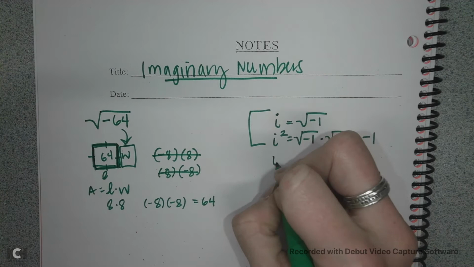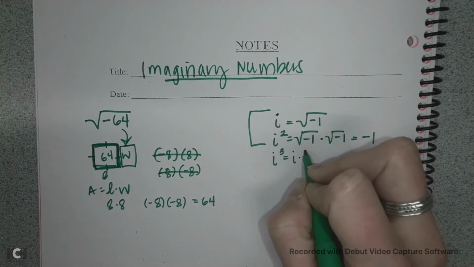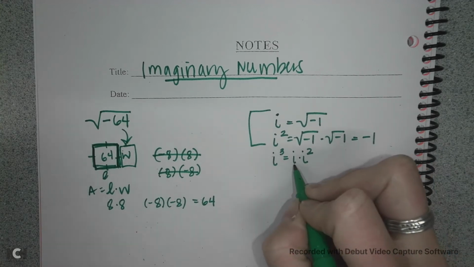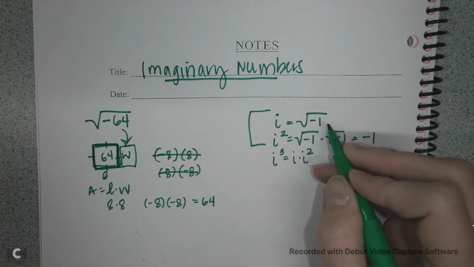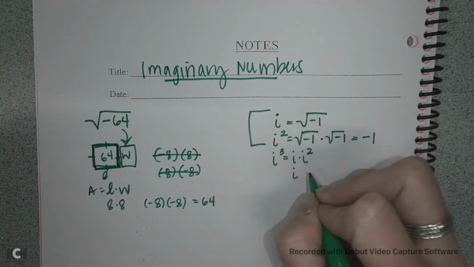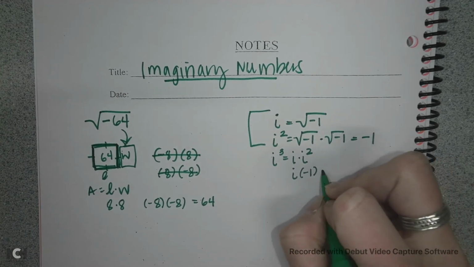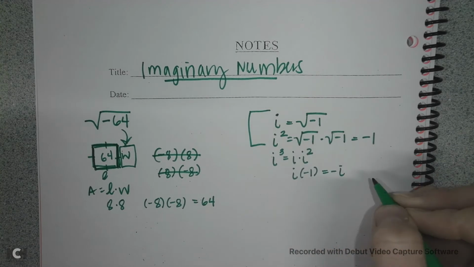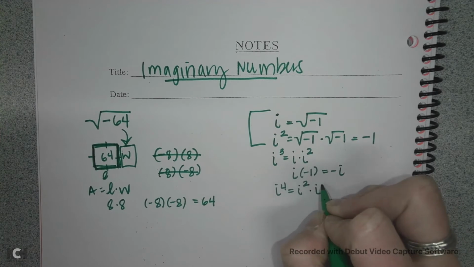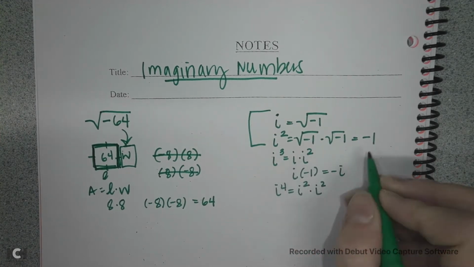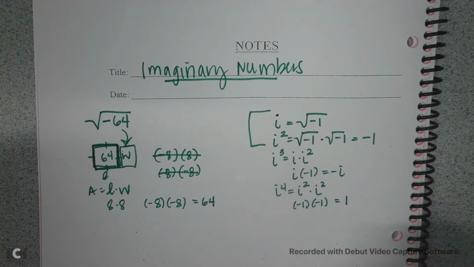So for example, if you had i cubed, well, that's the same thing as i times i squared. Well, i is, we're just going to call i. So i is i, and i squared is negative 1. So i times negative 1 is negative i. So that's what i cubed would be. i to the 4th power is i squared times i squared. Well, i squared is negative 1, and i squared is negative 1, and negative 1 times negative 1 is 1.